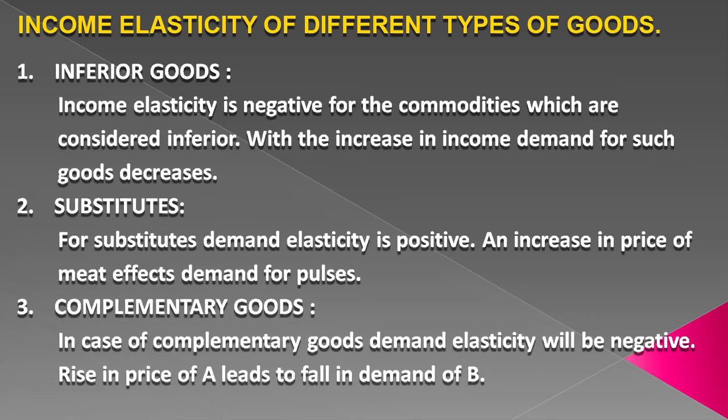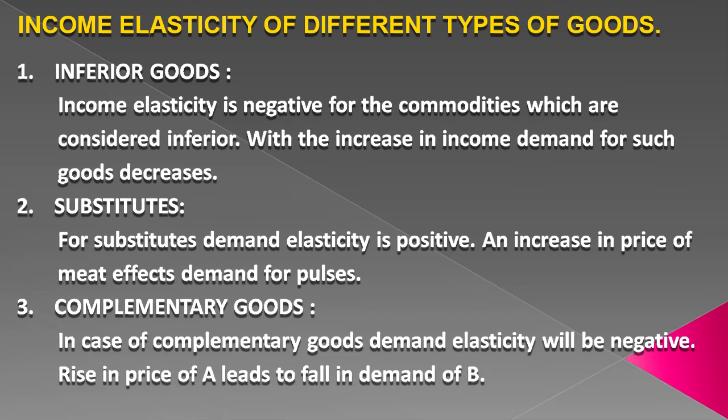Substitutes. Substitutes are the commodities which can be easily substituted in place of others. For example, meat and chicken, meat and pulses, pulses and chicken, all these are substitutes of each other. So, in case of substitutes, income elasticity is positive. An increase in price of meat affects the demand for pulses. So that's why we say that income elasticity for substitutes is positive.